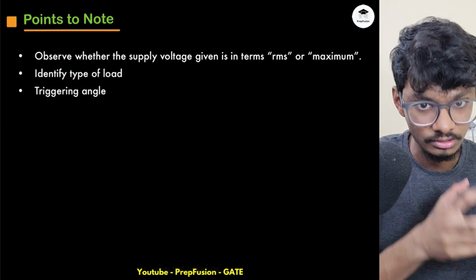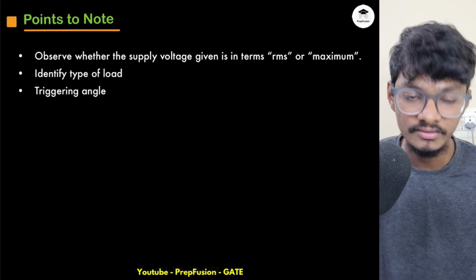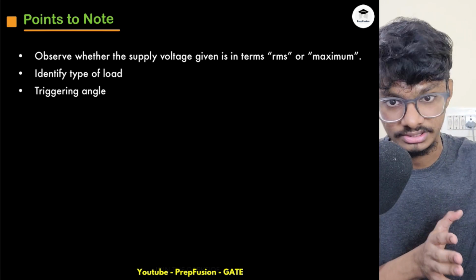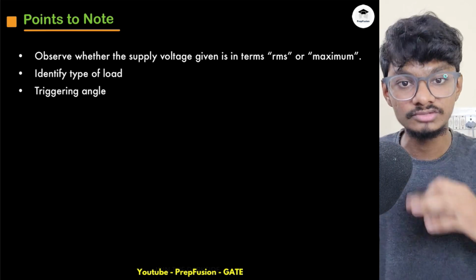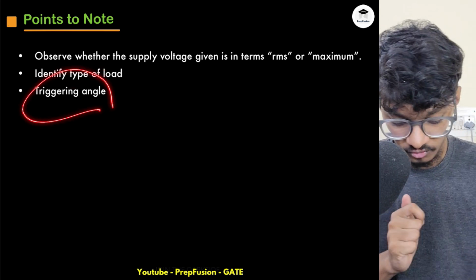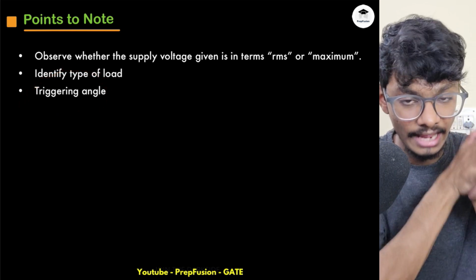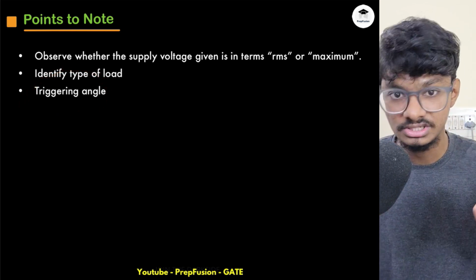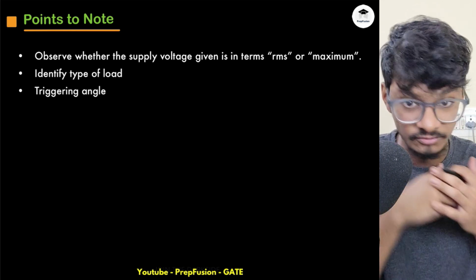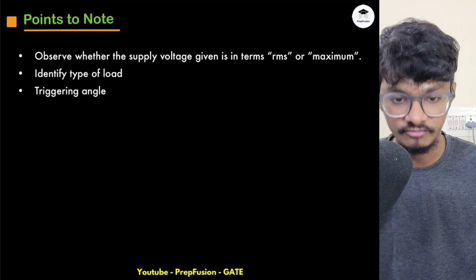Identify the type of load. What type of load is it? For now we have just studied R load, so everything is simpler, right? But once you study more things, it will be R, RL, RLE, and things will become a bit complex. So you have to identify what type of load there is, and also the triggering angle of my SCR, the periods of conduction and commutation, forward blocking mode, reverse blocking mode, all these things you have to identify.